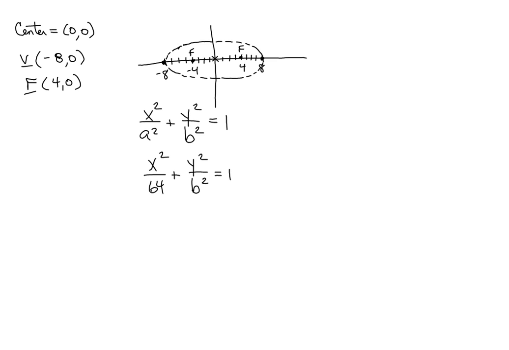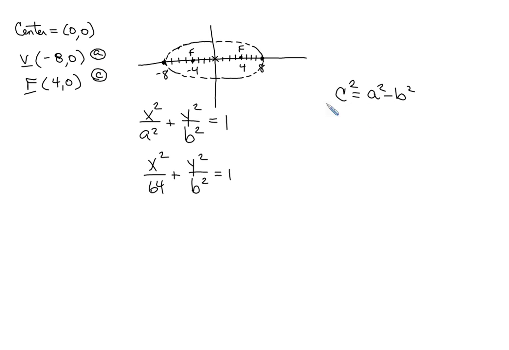Do we know what b is? Do we know how far we go up and down? No. So they only gave us a this time. They did not give us b. But what did they tell us? The focus, which gives us what letter? C. They gave us a. They gave us c. And we know that c squared is equal to a squared minus b squared.